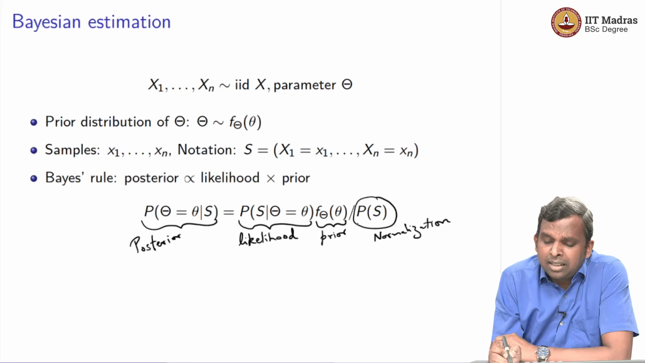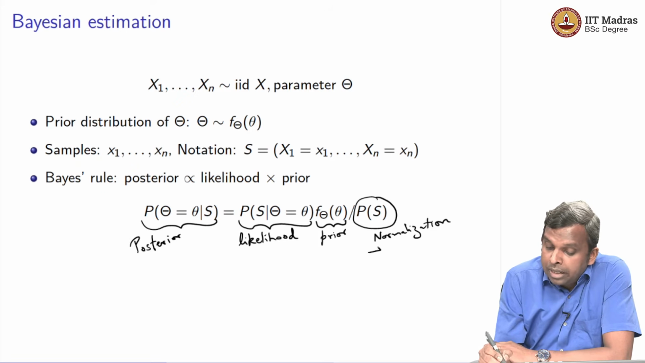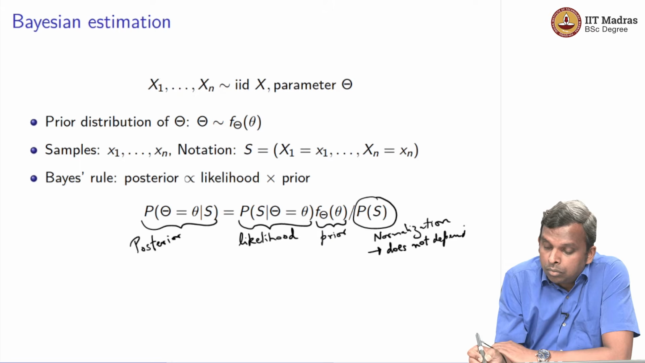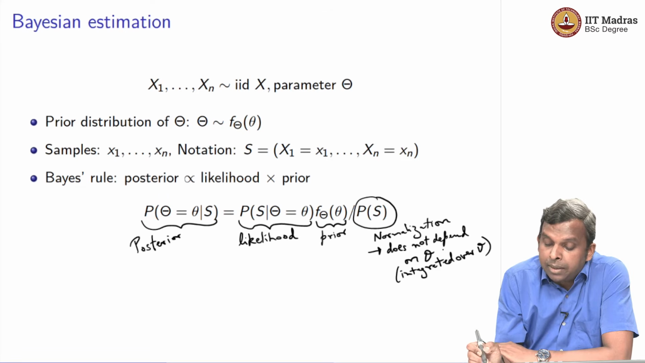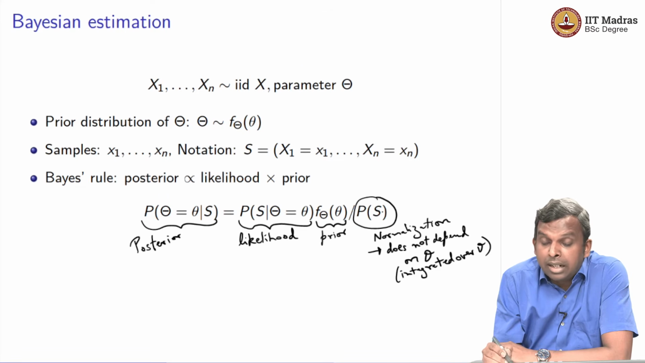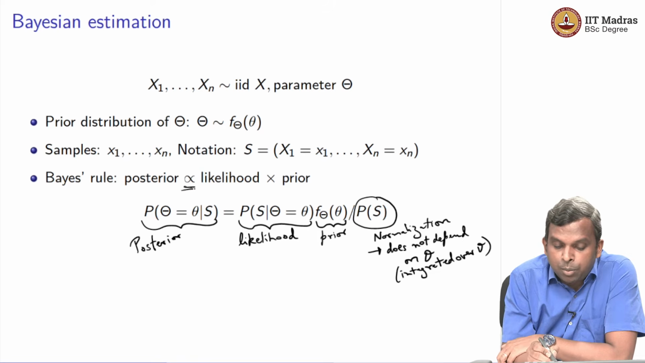Typically this normalization is not too crucial, but it can be important. In some very large cases, this normalization will be a non-trivial factor, but usually in the examples we see so far, the normalization is not too critical. That's number one. The second thing is this normalization does not depend on theta. It is integrated over theta. So theta gets marginalized out, integrated or added over theta. So it does not depend on theta. That's a critical thing to observe. That's why people write this proportionality.